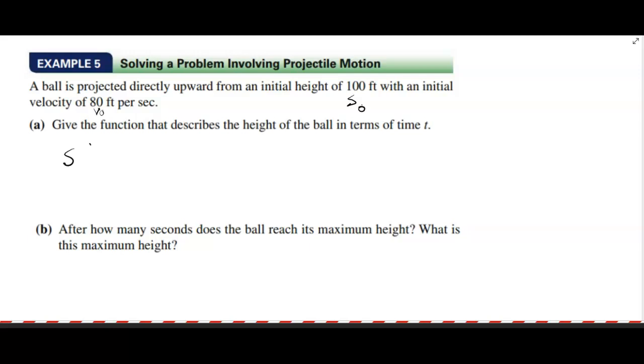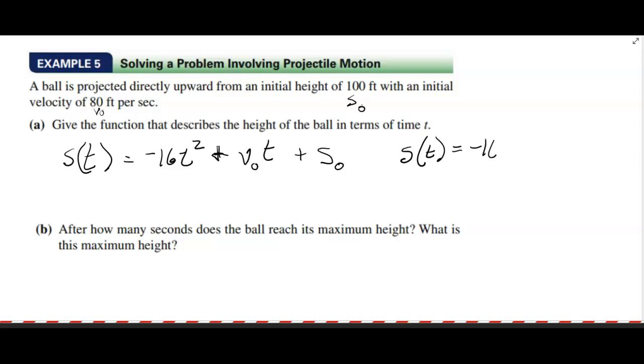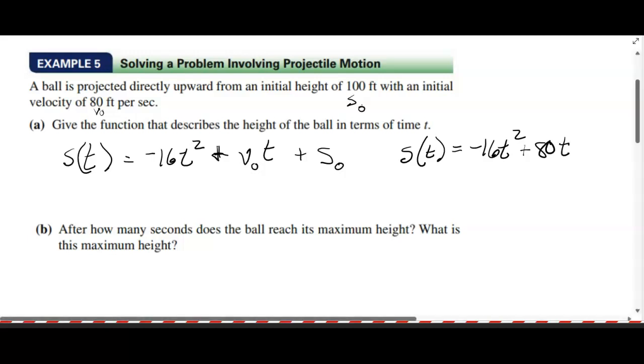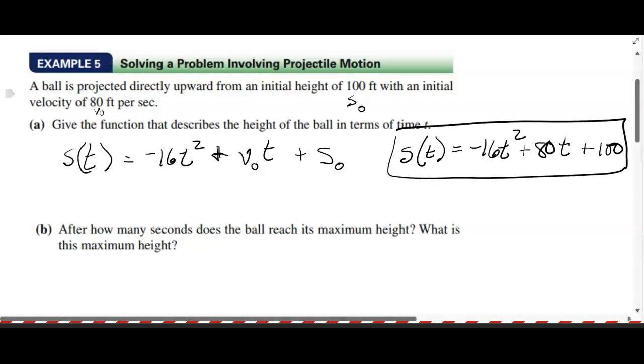That's going to be your V naught. So what does the formula say? S of t is equal to negative 16t squared plus V naught t plus S naught. So our formula is going to be S of t equals negative 16t squared, the initial velocity was 80 feet per second, so plus 80t and plus 100. Okay, so that's our formula right there. That's the one we're going to use.